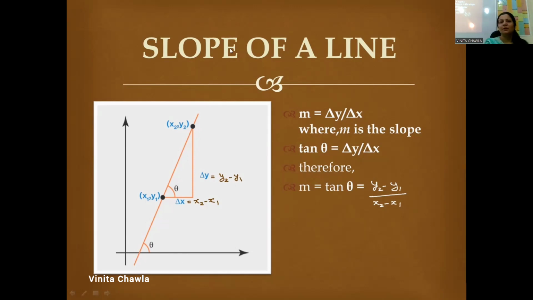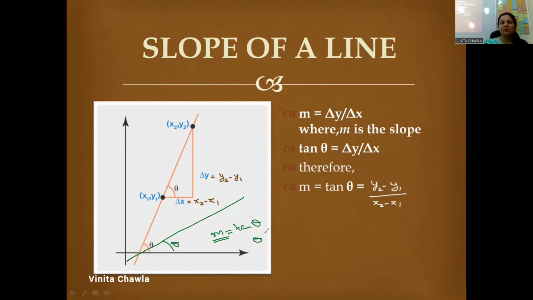Suppose we have two different lines. Let's consider this is the first line, and let's consider another line as this. So you can see here theta is small. And because slope is tan theta, for small angle, the value of m will be smaller. If theta is small, then m is also small.